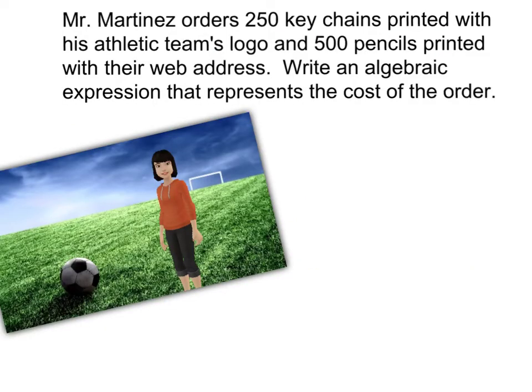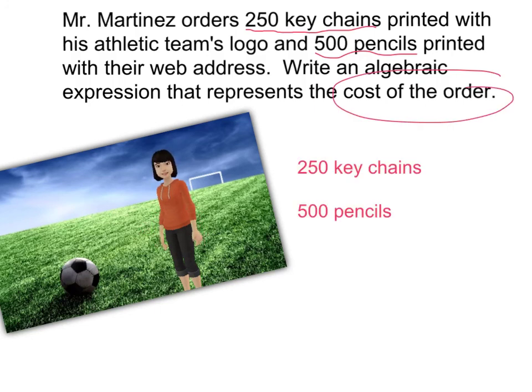And now for a story problem. Mr. Martinez orders 250 keychains printed with his athletic team's logo and 500 pencils printed with their web address. Write an algebraic expression that represents the cost of the order. So we have 250 keychains. Let's give the price of the keychains the variable k. And then we have 500 pencils. Let's give the price of each pencil the variable p.